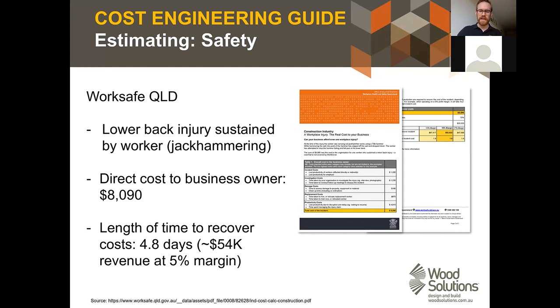and all these things add up to be quite a lot. So this is actually a great case study, which was done by WorkSafe in Queensland a couple of years ago, looking at the impact of a lost time injury on a lower back injury for a worker who was jackhammering. They found about $8,000 of direct cost to the business owner. But what's really interesting is that it took almost 5 days, you can see here, or about $54,000 in revenue to make that money back in profit. So no one wants it to happen anyway from a safety point of view and just from an empathetic point of view, but there is also a significant cost attached to it. And why is that important?